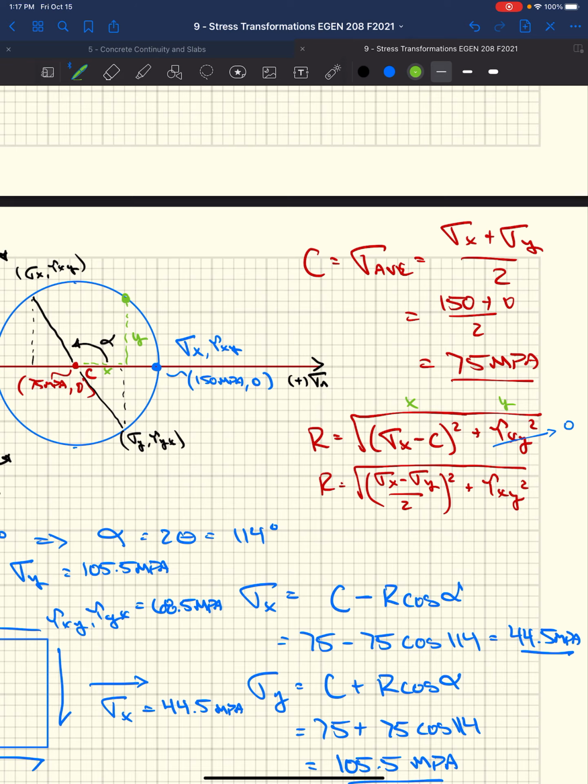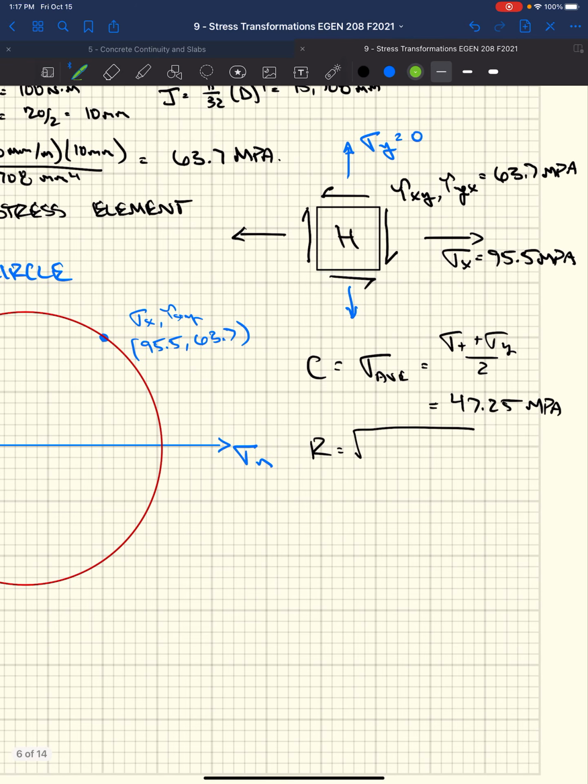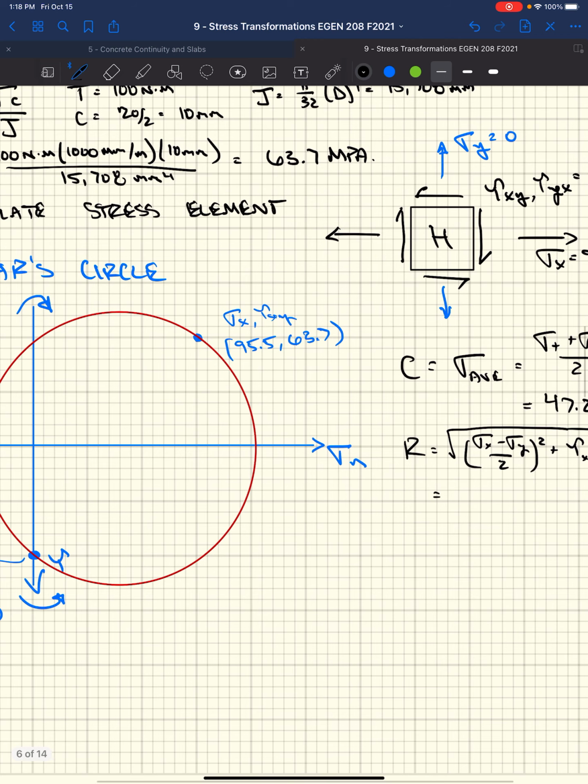So if we use that equation down here, and we say sigma x minus sigma y over 2 squared plus tau xy squared, right? Square root. That's going to give us essentially the radius, which is 79.6 megapascals, okay?